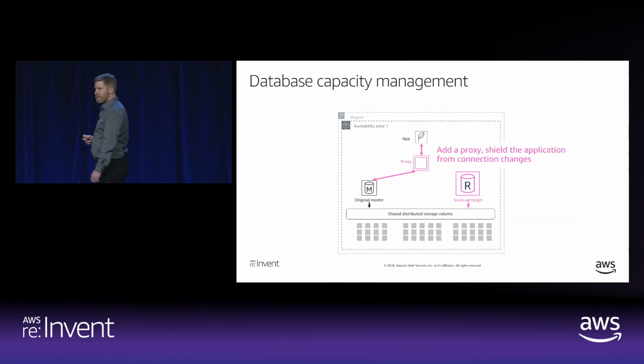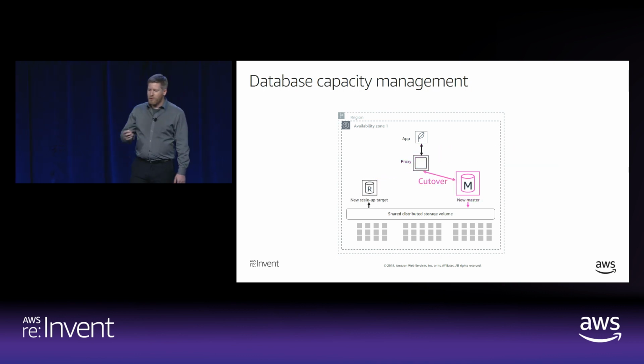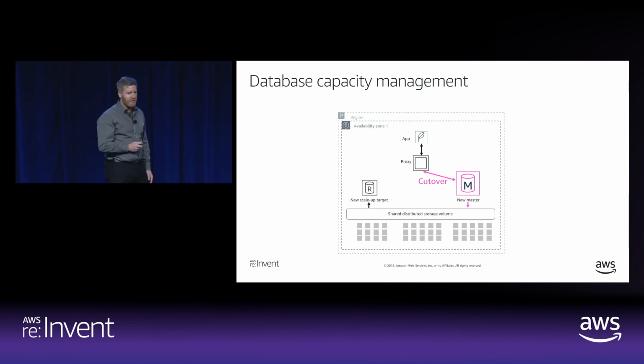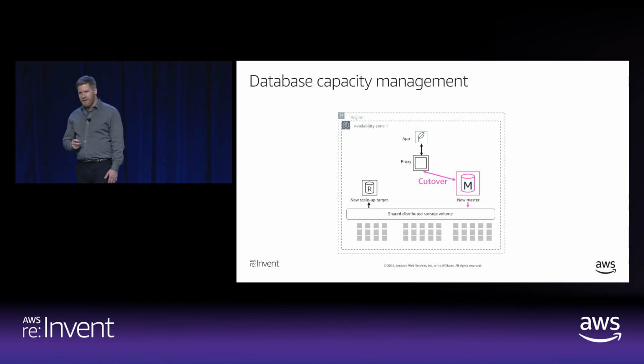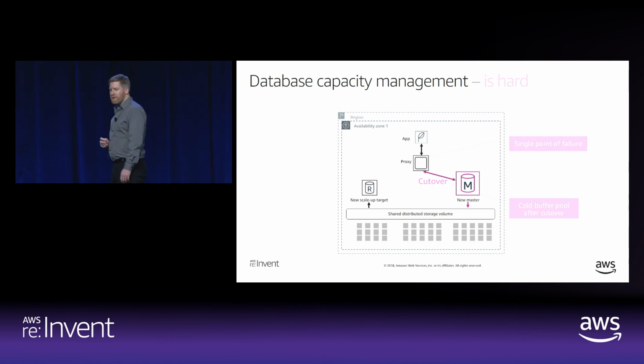Now, what we see a lot of customers doing to reduce this problem is they'll add a proxy layer in the middle that basically makes the workload cutover a lot more seamless so that application servers don't have to worry about rerouting their traffic. So a cutover will look a little bit something like this. And as you notice, the application server has not had to redirect anything.